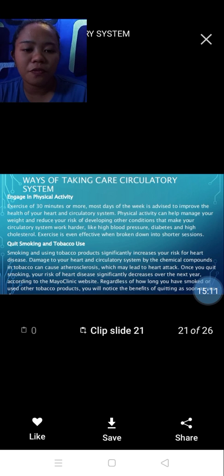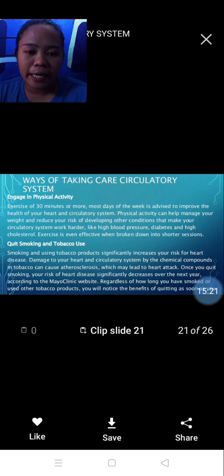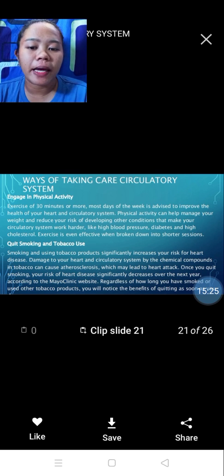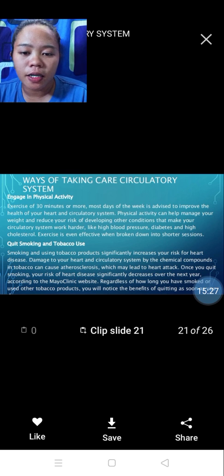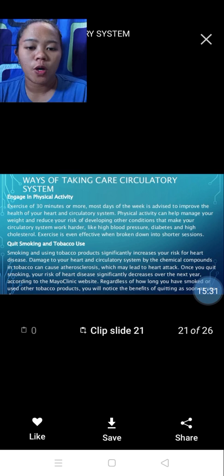So physical activity can help manage your weight and reduce your risk of developing other conditions that make your circulatory system work harder, like high blood pressure, diabetes, and cholesterol. Exercise is even effective when broken down into shorter sessions.